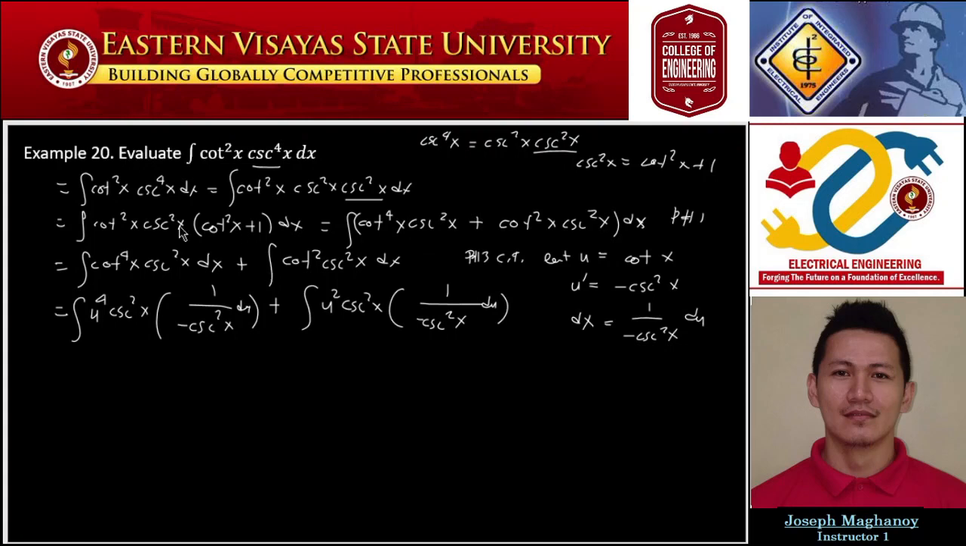Okay, so cancel the common term, cosecant squared x. So you have a remaining value of negative, so you still have negative on both sides. Okay, rewrite the function. Integral of u to the 4th, with a negative, so that is negative now. Negative times positive times negative, that is negative. That is integral of u to the 4th du minus integral of u squared du.